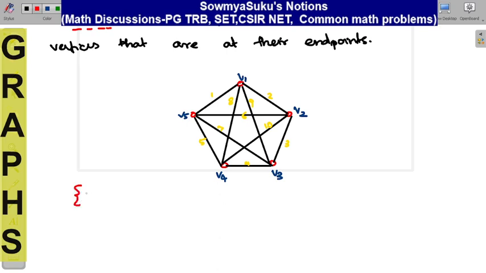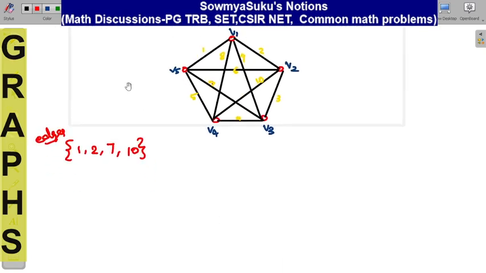So I am taking the edges as 1, 2, this is 1, 2, this is 7. Yes, 7. Then I am taking 10. Okay, the edges I have to concentrate on. So I am drawing the edges here. 1, then 2, then 7. This is 7, right? 7 and then 10. I have to check whether this is an edge induced subgraph or not.